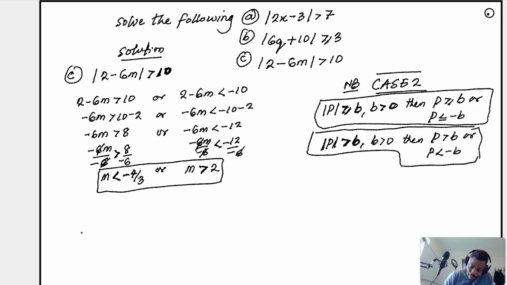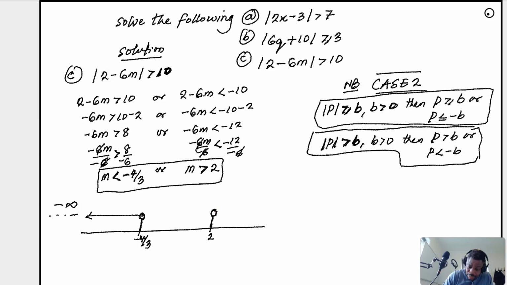Okay. If I put it on a number line, let's put it on a number line. So this is 2 and this is minus 4 over 3. Okay. So m is less than minus 4 over 3. Less than simply means not shaded, and it goes to the left, and this is continuous. So this is minus infinity. And this one here is greater than 2, which is not shaded because it's greater than. And here is continuous, which is plus infinity.